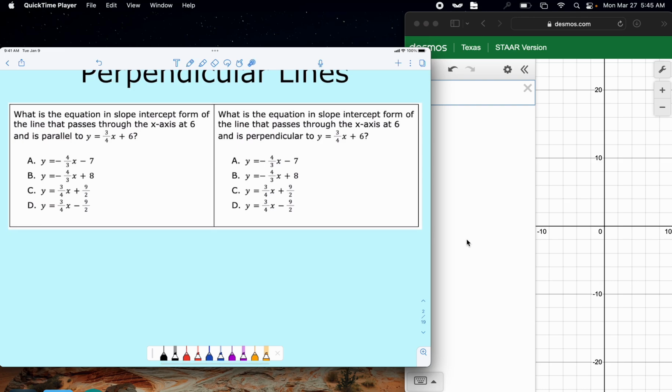It says, what is the equation in slope-intercept form of the line that passes through the x-axis at 6 and is parallel to y equals 3 over 4x plus 6? Now, we can do this two ways. We can do it in the calculator, or we can do it in Desmos, because they're all y equals. So one thing, let's look for the important word first. We know parallel. We never touch. Or same slope.